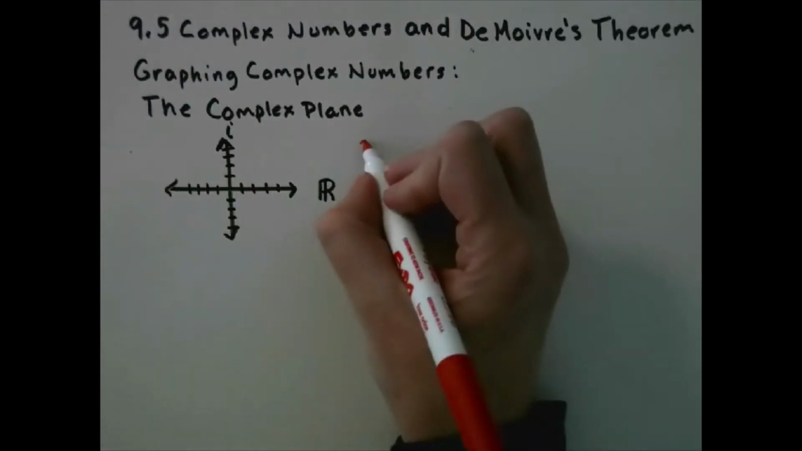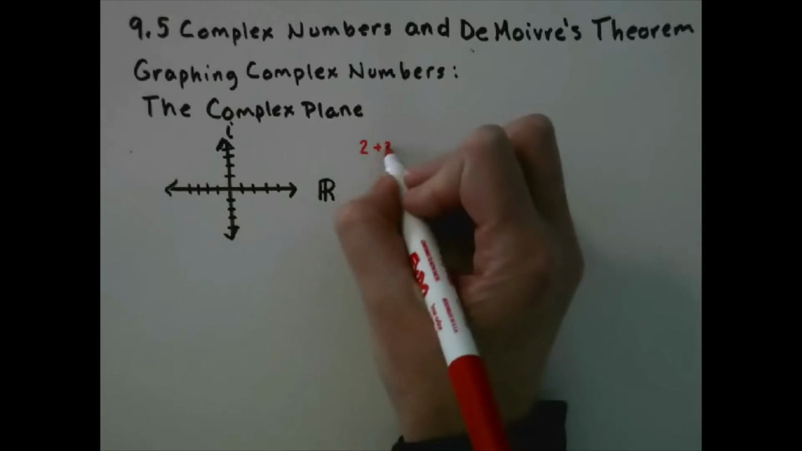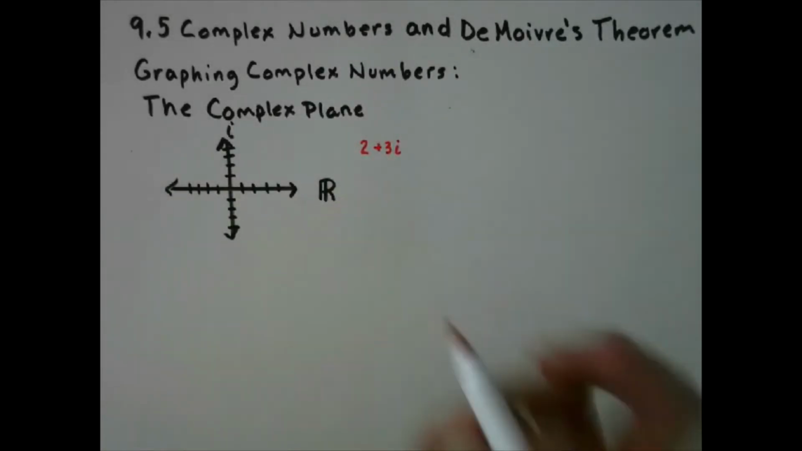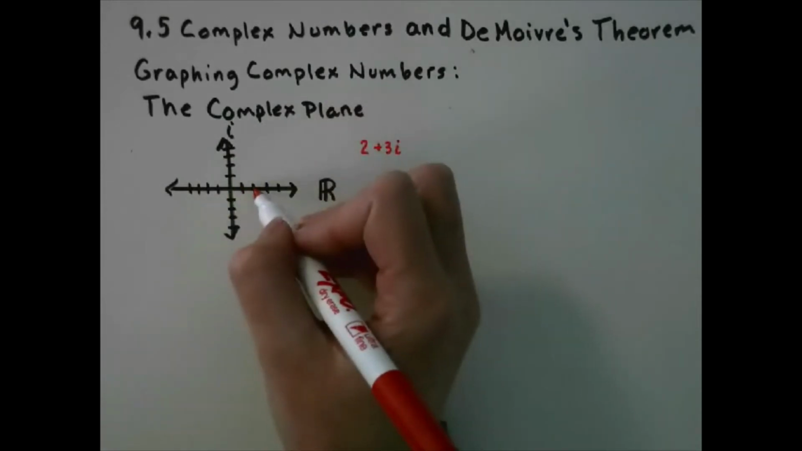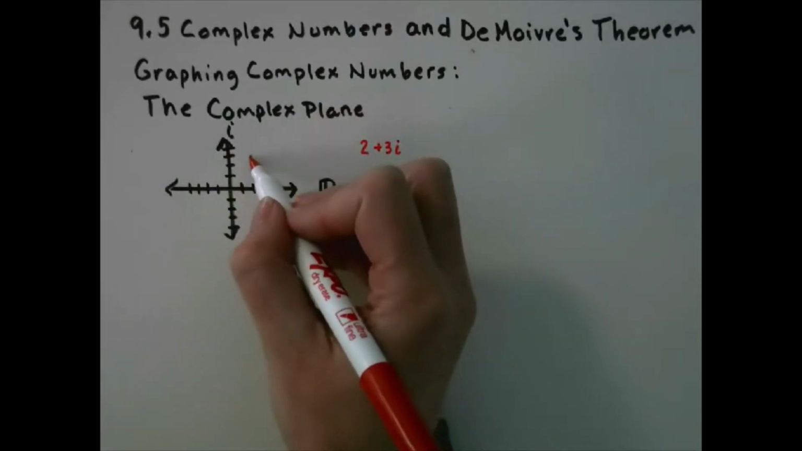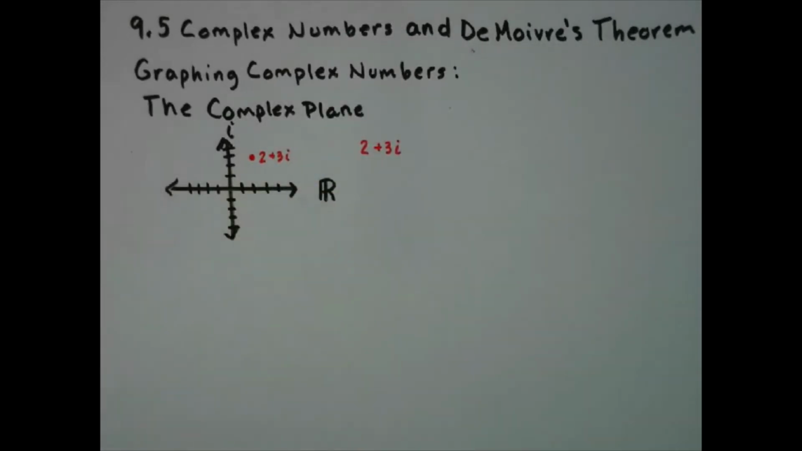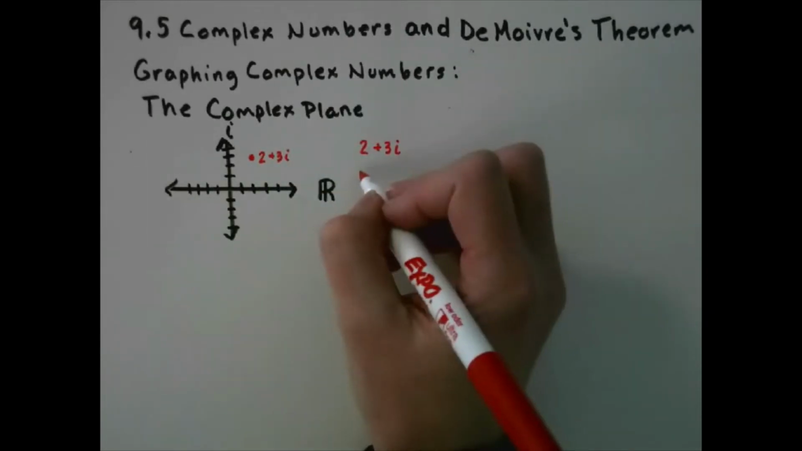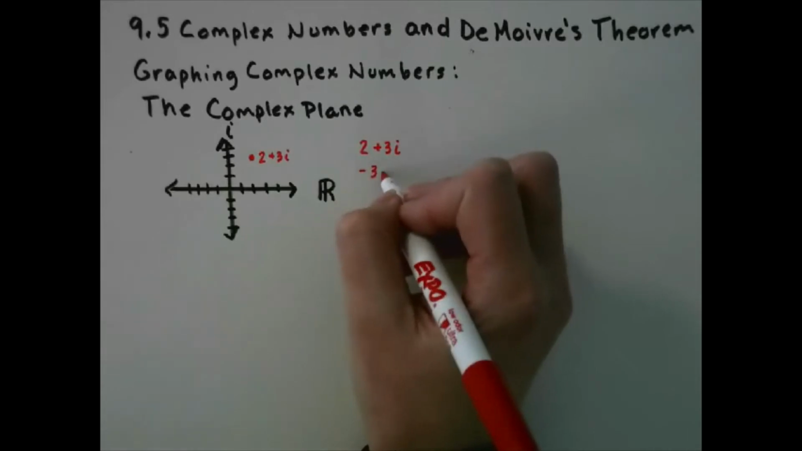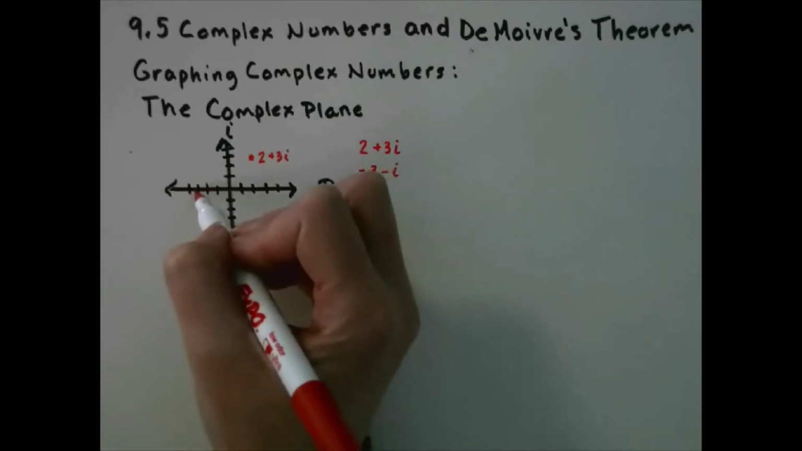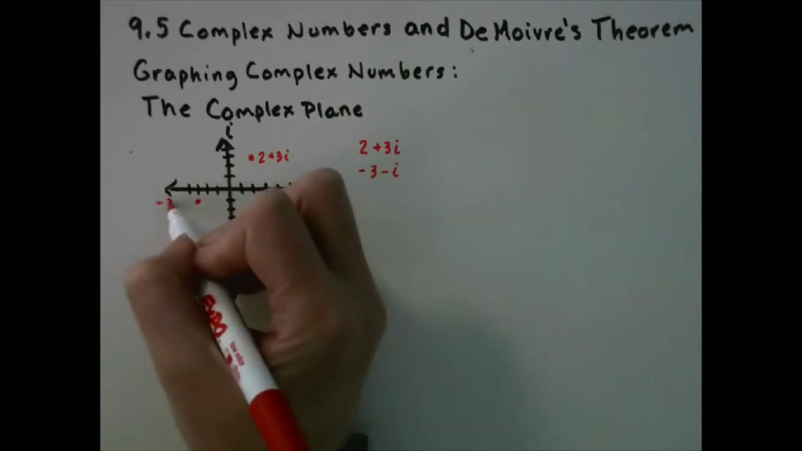Say I had the complex number 2 plus 3i. So this is what a complex number looks like. I'm going to go 2 on the real axis and 3 on the imaginary axis. Okay, and it will match coordinates. So say I have -3 minus i. That's going to go back 1, 2, 3, and down.